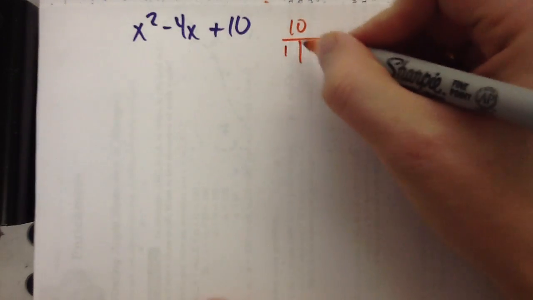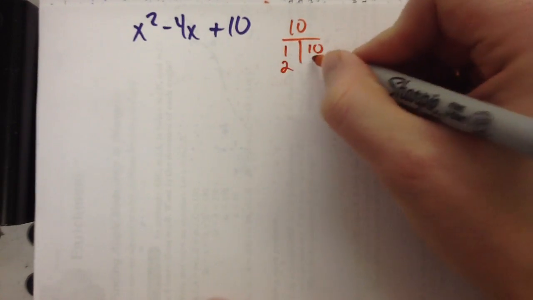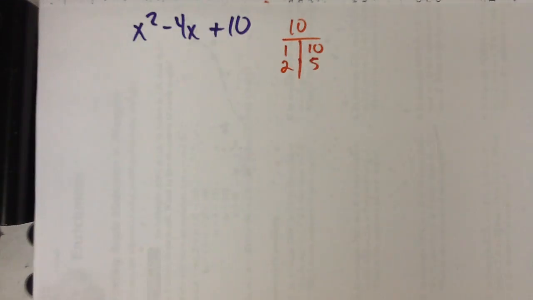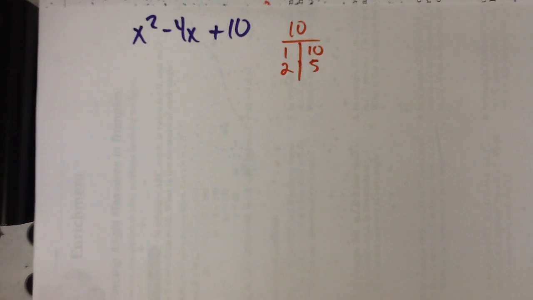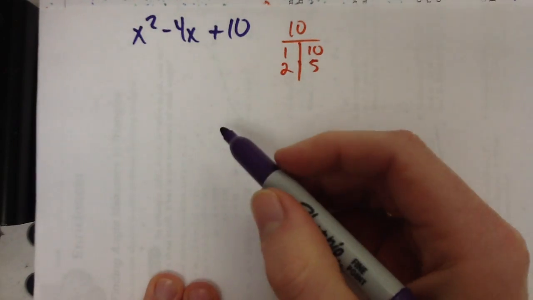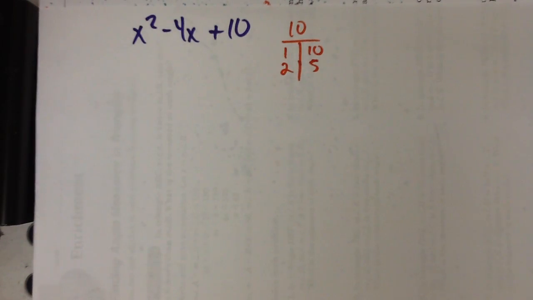So best thing to do now is try to factor. So the question is, can you find factors of 10 that make -4? Well, there's 1 and 10, there's 2 and 5, and that's it. There's no other way to get 10. No matter how you play with the signs, that's just not going to work out where you get -4. This will be another quadratic formula.